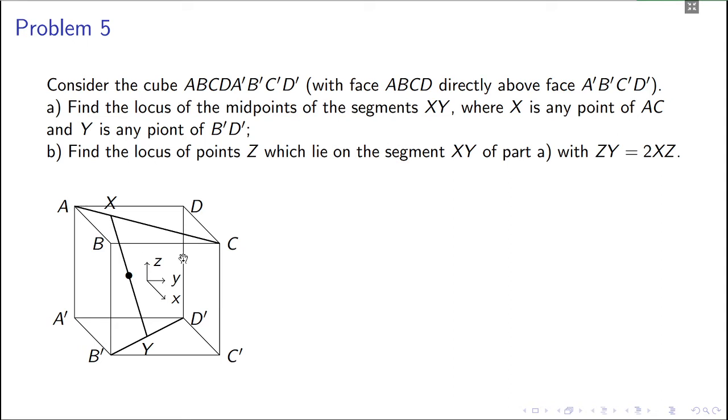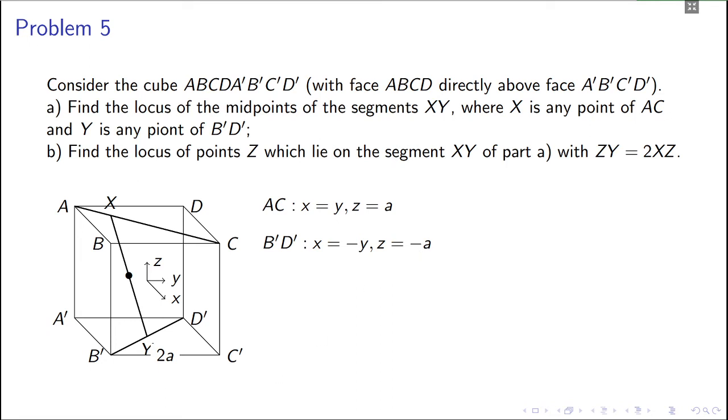So what will be the equation of AC? It will be just X equal to Y, right? And Z, if the length of the cube is 2A, then the Z coordinate is A. Okay, so the equation of AC will be X equal to Y and Z equal to A. Similarly, B prime D prime is at 90 degrees with respect to this. So the equation of that will be X equal to minus Y and Z equal to minus A.